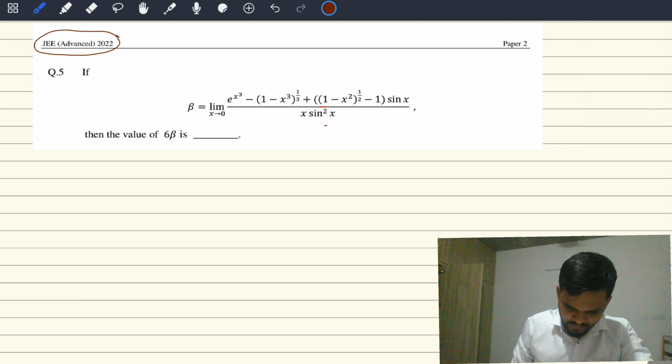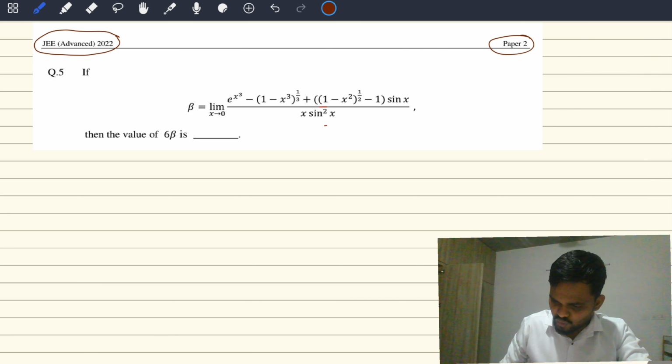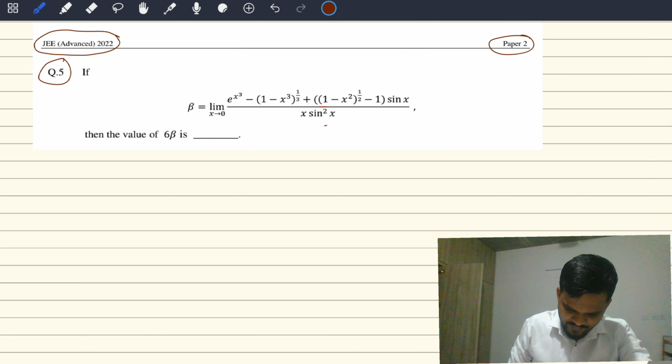So today we are going to discuss JEE Advanced 2022 question paper 2, which is question number 5. This question says: if beta is equal to limit x tends to 0 of ((e to the power x cube minus 1 minus x cube) whole to the power 1 by 3 plus (1 minus x square) whole to the power 1 by 2 minus 1) into sin x, divided by x sin square x, then you have to find the value of 6 beta.